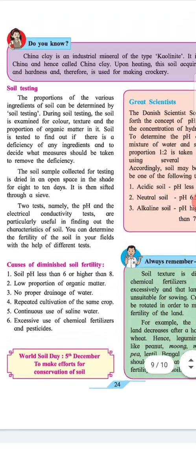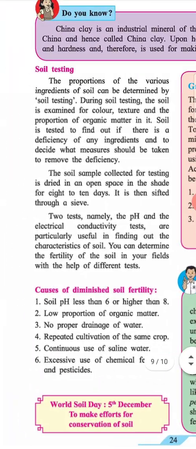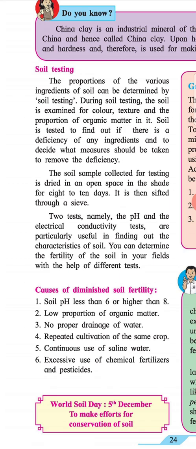Soil testing. The proportion of the various ingredients of the soil can be determined by soil testing. During soil testing, the soil is examined for color, texture, and the properties of the organic matter in it. Soil is tested to find out if there is a deficiency of any ingredients and to decide what measures should be taken to remove the deficiency.